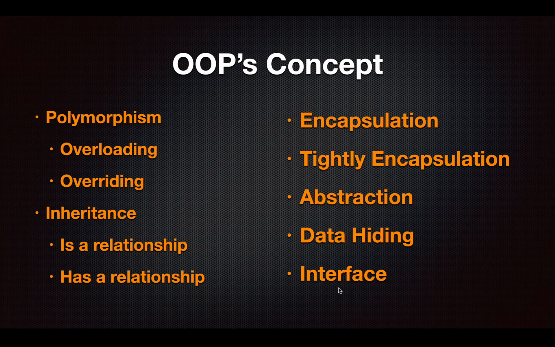Here in this video we will cover all these OOPS concepts, where the first one is polymorphism. Under polymorphism we will cover overloading and overriding, and then next we will cover inheritance, and under inheritance we will try to cover IS-A relationship and HAS-A relationship, and then we'll try to cover encapsulation, tight encapsulation, abstraction, data hiding and interface. So all these OOPS concepts we will try to understand, where we can use them in our automation framework, and also where the Selenium team has implemented all these concepts.